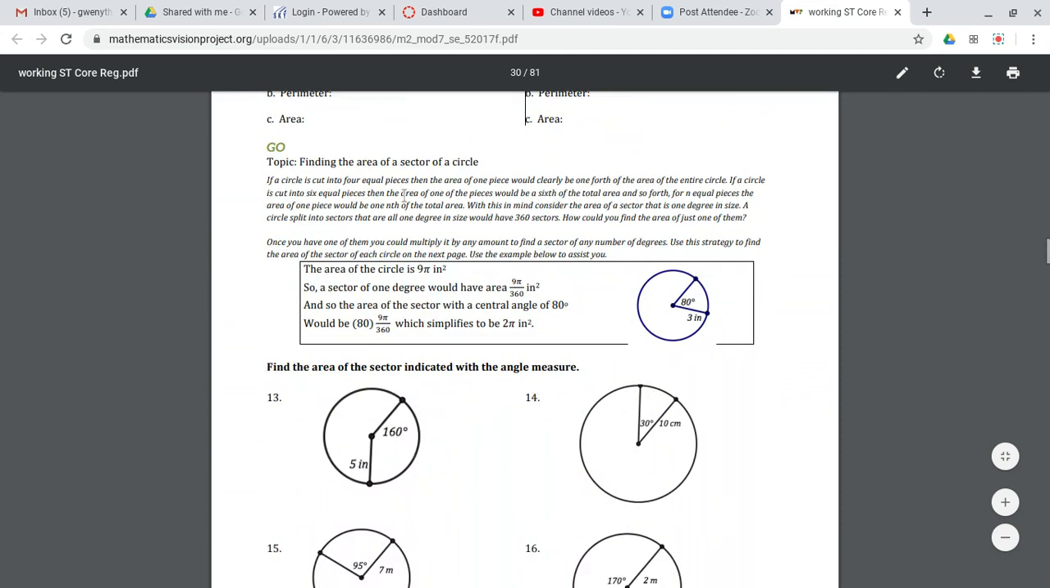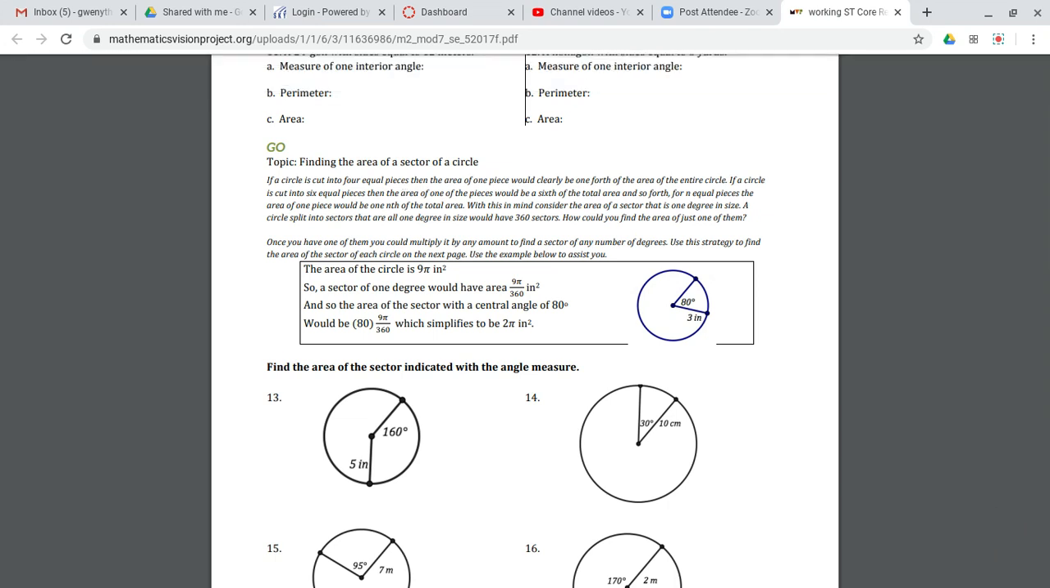If a circle is cut into 4 equal pieces, then the area of one piece would clearly be 1/4 of the area of the entire circle. If a circle is cut into 6 equal pieces, then the area of one of the pieces would be 1/6 of the total area, and so forth. For n equal pieces, the area of one piece would be 1/n of the total area. With this in mind, consider the area of a sector that is 1 degree in size. A circle split into sectors that are all 1 degree in size would have 360 sectors. How could you find the area of just one of them?